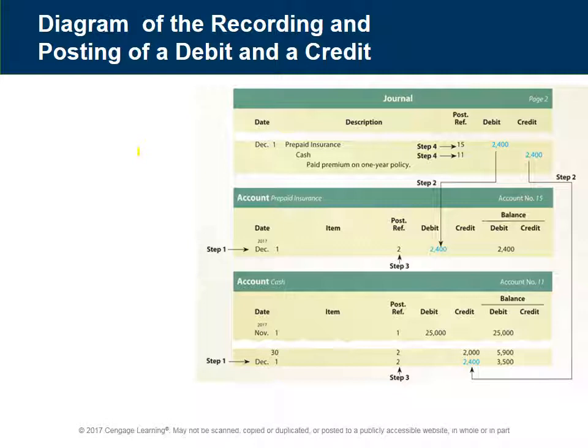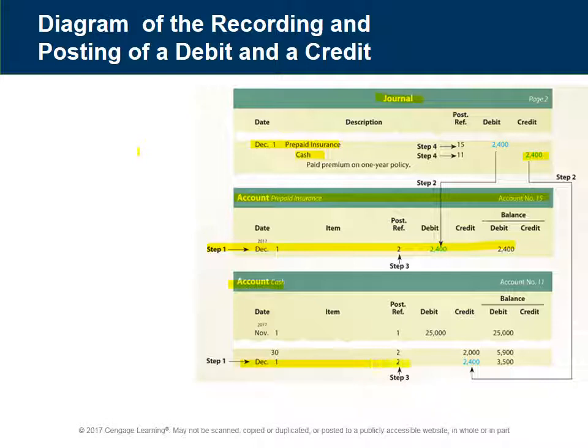So here we have journal entries being posted into a ledger. Here's the journal, the entry that we just did, recording prepaid insurance as an asset and cash as an asset. And this is showing the account. Notice it's account number 15. It's showing that on December 1st, we recorded this $2,400 debit, which recorded prepaid insurance. And we also recorded this $2,400 credit to cash in our cash account.